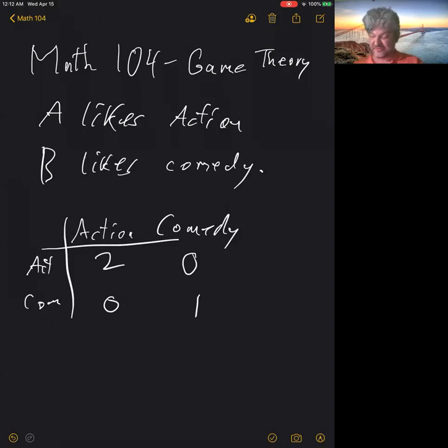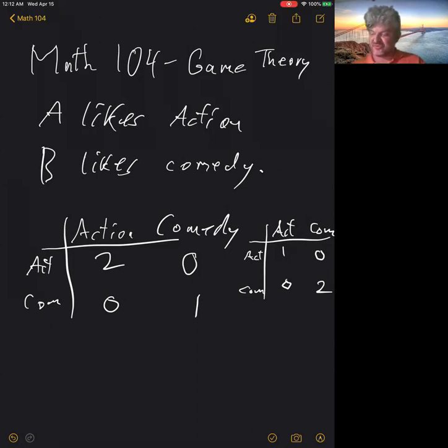With B, it's the reverse. It's action, it's a score of 1. Comedy gets a score of 2. And also, when they're not together, B gives that a score of 0. They still prefer the companionship. If that's not together, then it's not worth going to the movies at all.